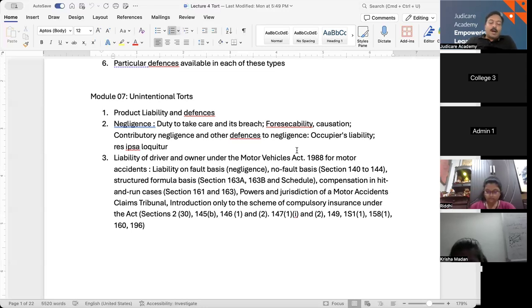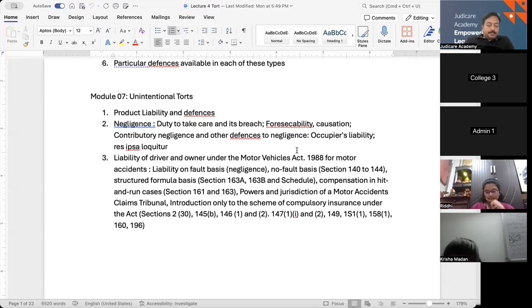It sets out guidelines on how to operate the vehicle, what the liability is, what the safety standards are, and how the traffic has to be managed. All those things are taken care of by this Motor Vehicles Act of 1988, and it includes provisions regarding the liability of drivers and vehicle owners for accidents and ensuring compensation.